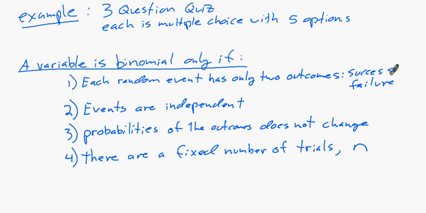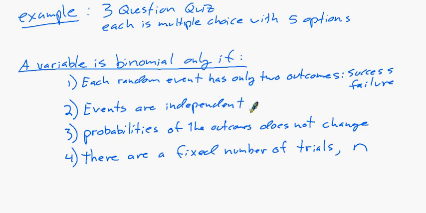It depends on what you're talking about. Sometimes it's right or wrong. Sometimes it's left or right. But there are only 2. The outcome of every random event is only 2. You know, a coin can be heads or tails, right? That's binomial.